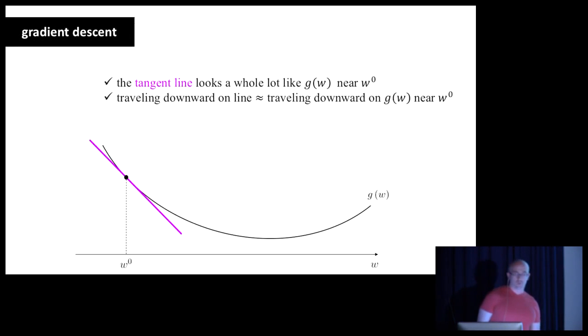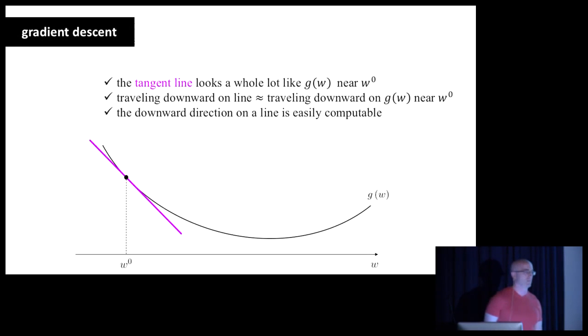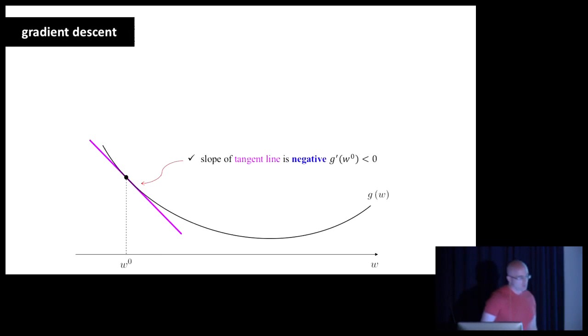If you look at the picture and think about it a little bit, the answer is yes: as long as I don't travel too far, traveling downward on the line is pretty much like traveling downward on that cost function g. And why is that important? Because you can actually compute which way is down on the line. A line is one of the simplest kinds of mathematical objects there is, and we can very easily compute which way is down on the line, and then we use that to go down on the function g. This holds in higher dimensions too.